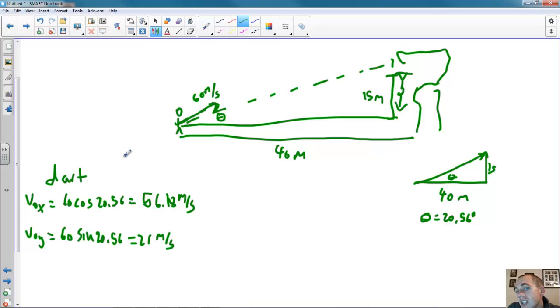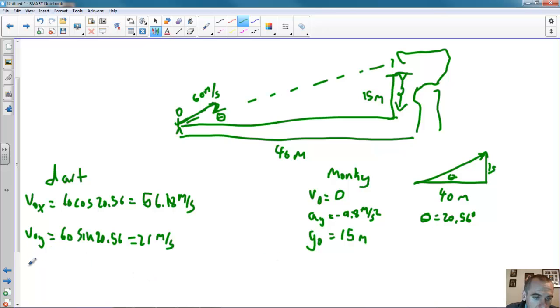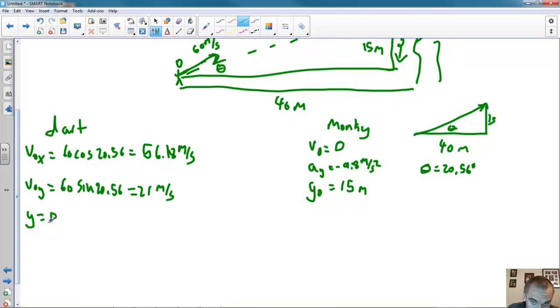Alright, so I want to know, is he going to hit the monkey? As soon as he shoots, the monkey starts to fall, so we've got to figure out where the monkey is. The monkey has an initial velocity of 0 and an acceleration in y of negative 9.8 meters per second squared. Gravity pulls him down. His initial position is 15 meters. The dart's initial position is 0 meters. Let's figure out how long it takes the dart to get to where the monkey is. That's the x position. Delta x equals v naught t. His initial velocity in x is 56.18 meters per second, and times time has to equal the 40 meters that this monkey is away. So I take 40 divided by 56.18, and I see a time of 0.712 seconds. So t equals 0.712 seconds.